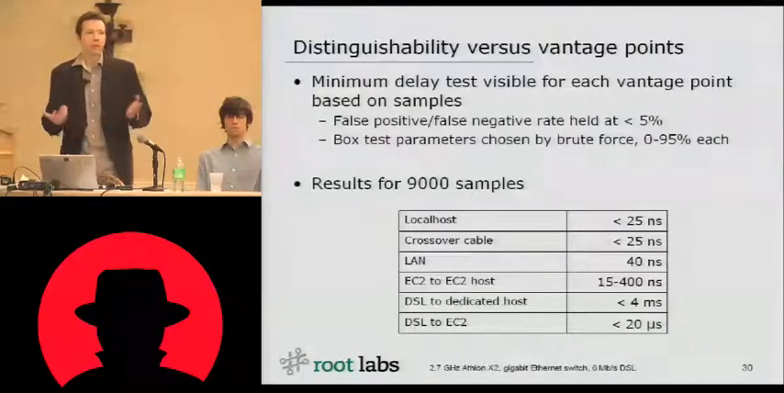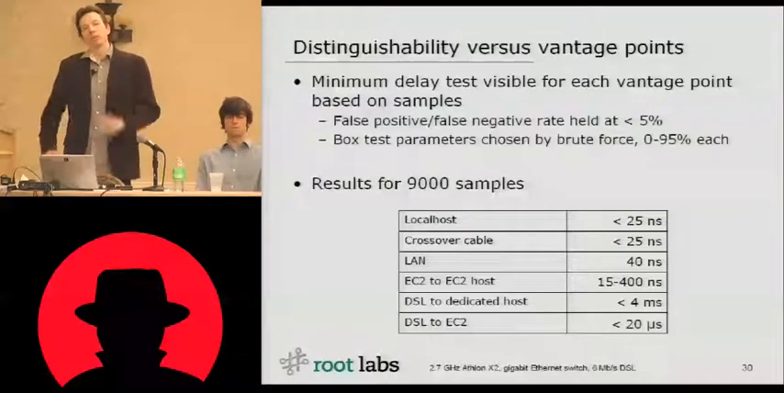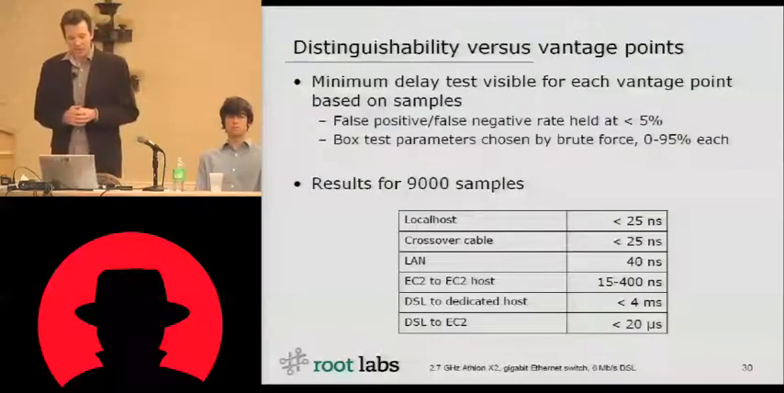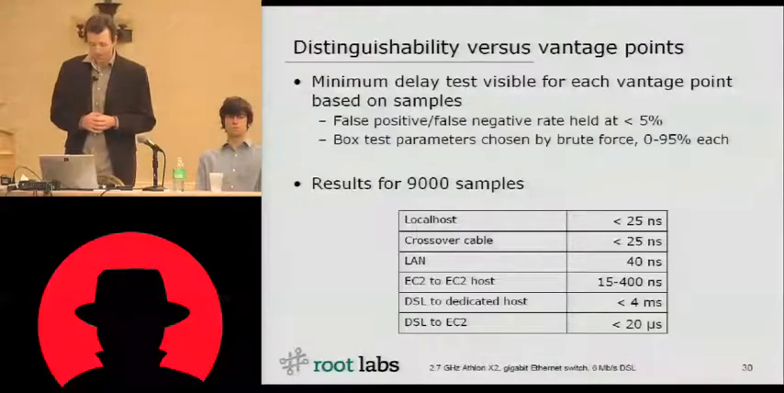So we think Amazon must have some really nice networking hardware up there. And for our dedicated hosts, it was actually very poor. We thought by getting a dedicated host, it would be idle and we'd be able to get good measurements. But it turned out the provider of that host had put it on a network that wasn't the best and had a decent amount of jitter, possibly due to firewalling. And so we only were able to resolve about 4 milliseconds, which is really bad compared to our other WAN tests. Again, DSL to EC2, we could reliably distinguish 20 microsecond differences.